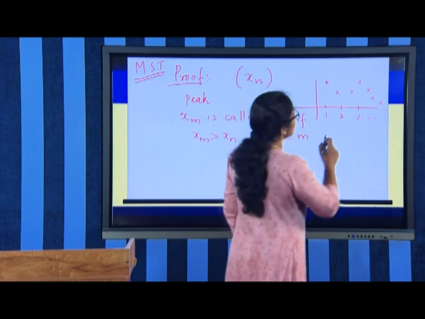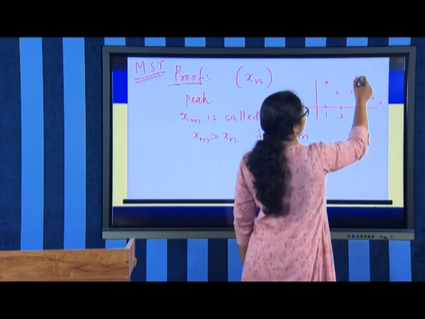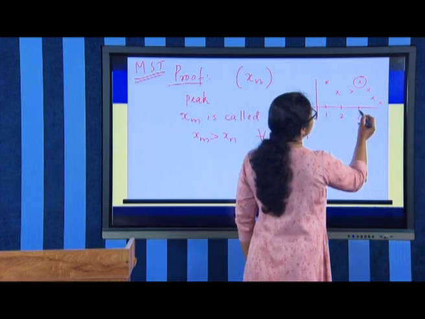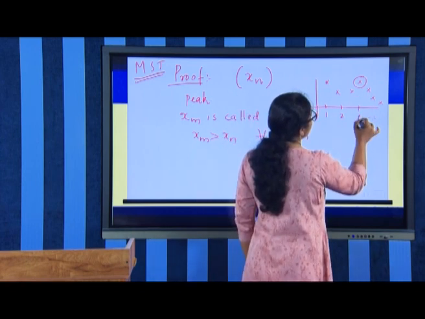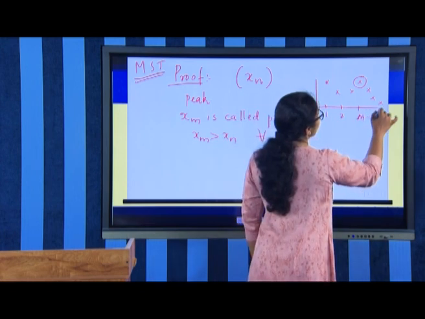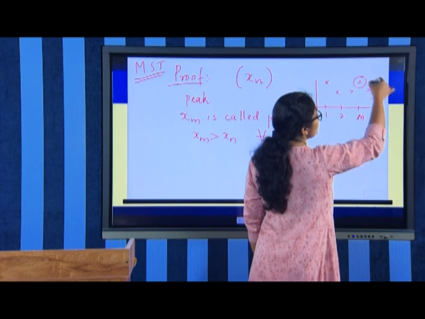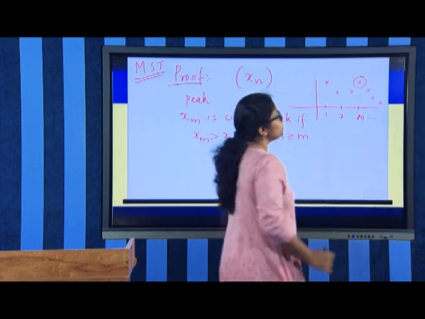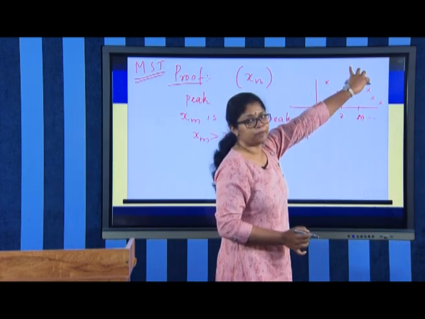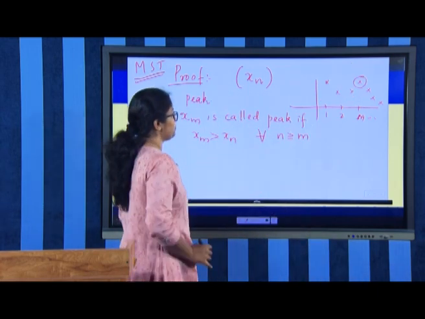So, here in this example that we have drawn, we can consider this as the peak. Why? Because after this number, let it be m, we can see that for all the other natural numbers, the terms of the sequence are lying below this number. So, this can be considered to be a peak. For any sequence we can define such peaks.